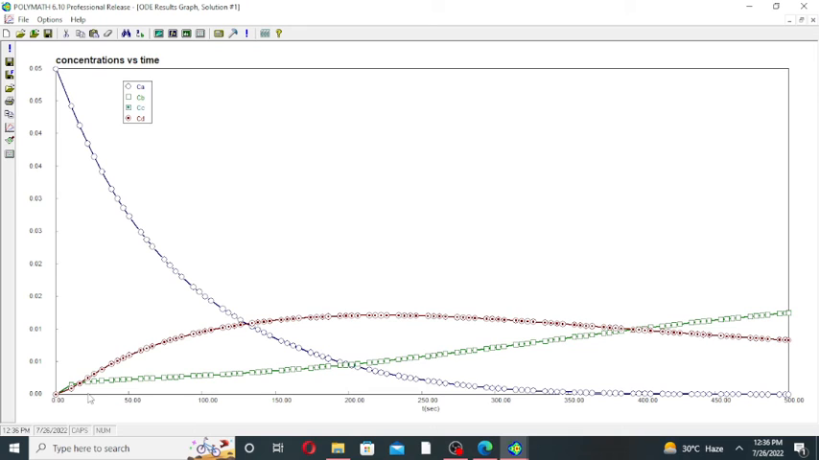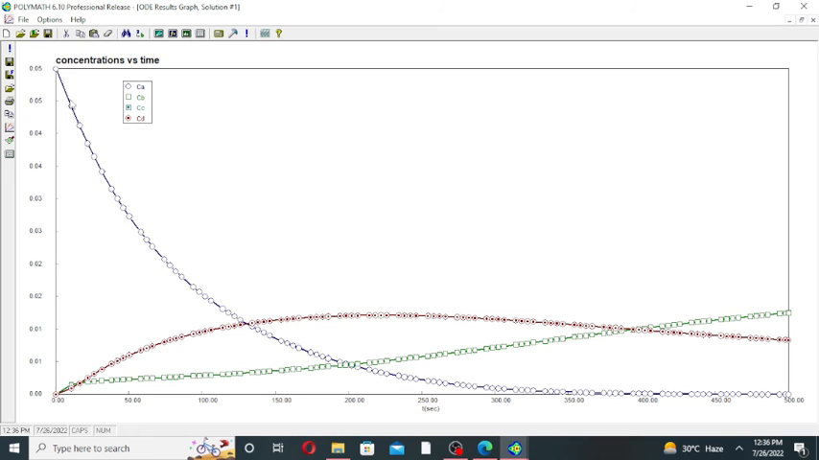Now this is the graph between concentration and time in the semi-batch reactor. This is the x-axis and this is the y-axis. So on the x-axis there is time, on the y-axis there is concentration. This is the concentration of component A, of component B, of component C, and of component D.